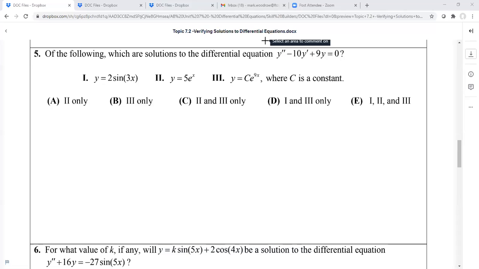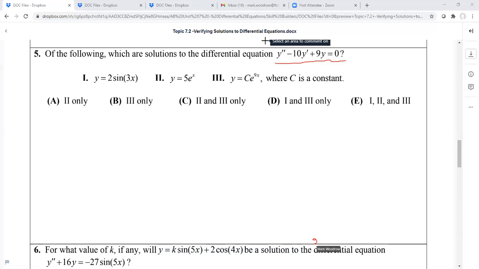So my whole goal here is I'm trying to show that this right here is true. That's my goal, is to show that if I take the second derivative of y and subtract 10 times the first derivative plus 9 times y, that I'm going to get 0 here. So I'm going to have to find the first and second derivative of 1, 2, and 3, and then see which ones work when I plug them into that formula.